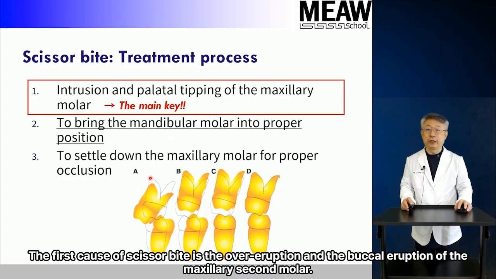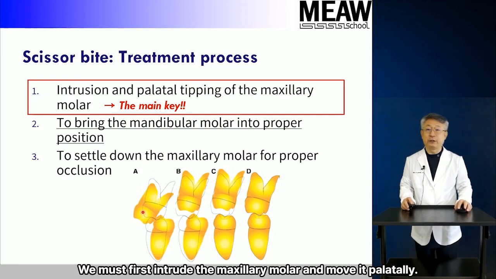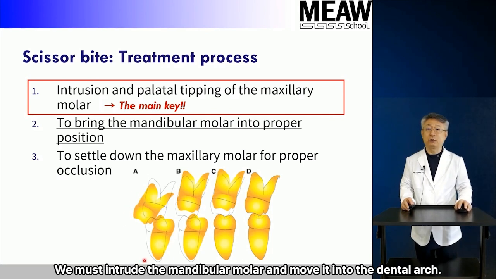The first cause of scissor bite is the over-eruption and the buccal eruption of the maxillary second molar. We must first intrude the maxillary molar and move it palatally. We must intrude the mandibular molar and move it into the dental arch.